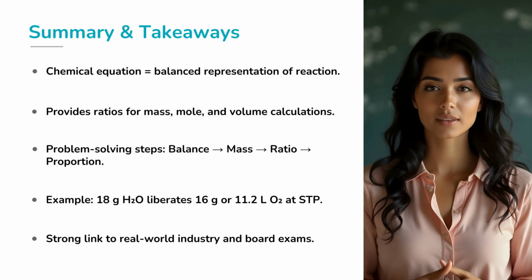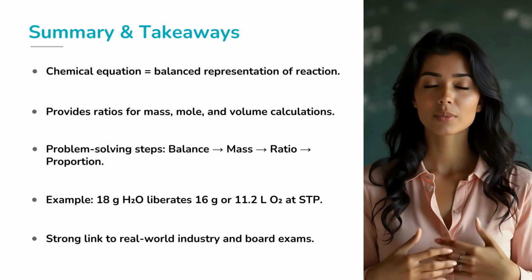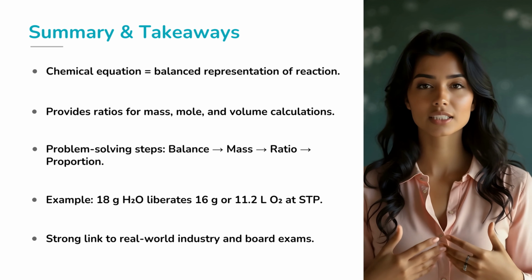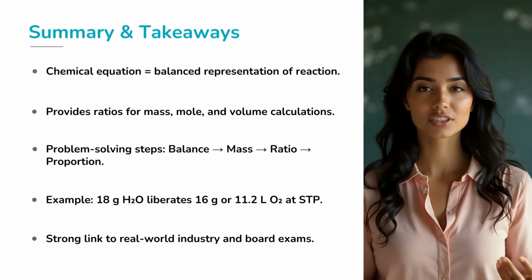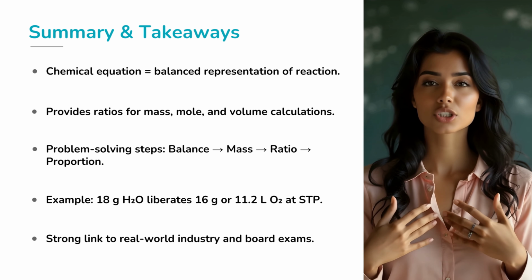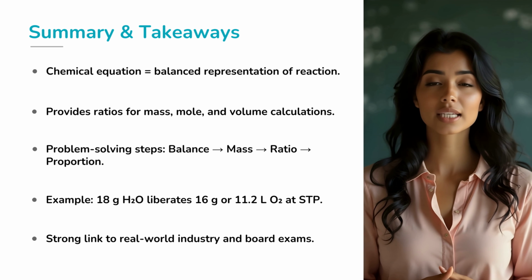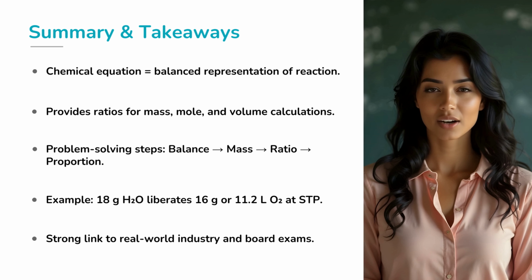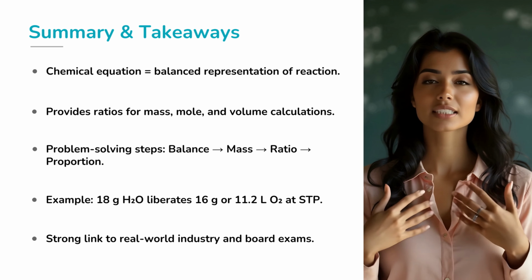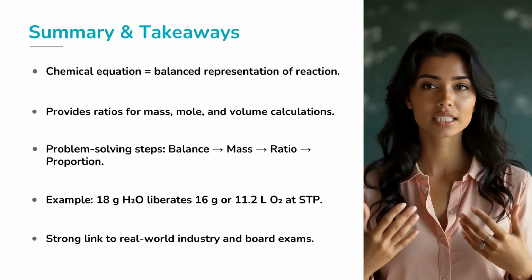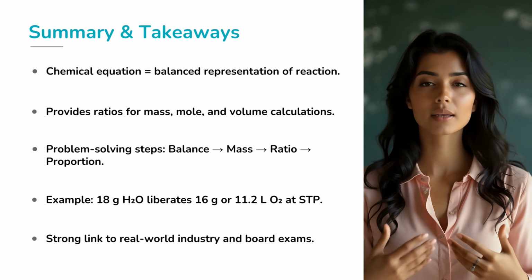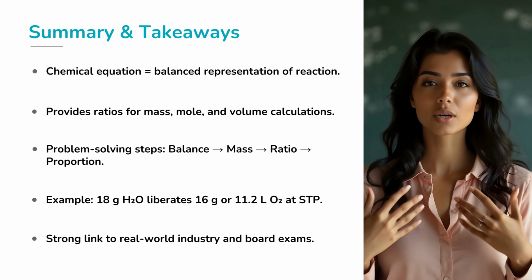Let's wrap this up. A chemical equation is a balanced representation of a reaction. It gives us molecular proportions, relative masses, and relative volumes. The procedure to solve problems is straightforward. Balance the equation, write molecular weights, relate mass and mole ratios, and calculate proportions. Our worked example showed that 18 grams of water produces 16 grams or 11.2 liters of oxygen at STP. And the applications? Everywhere, from fertilizers to fuels to pharmaceuticals.